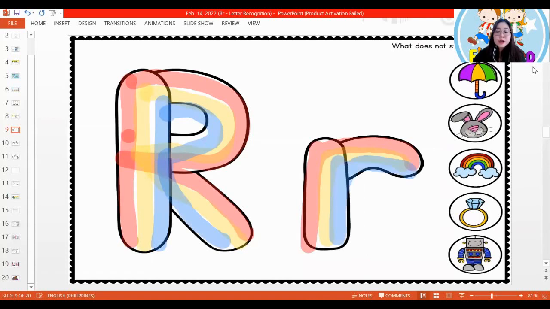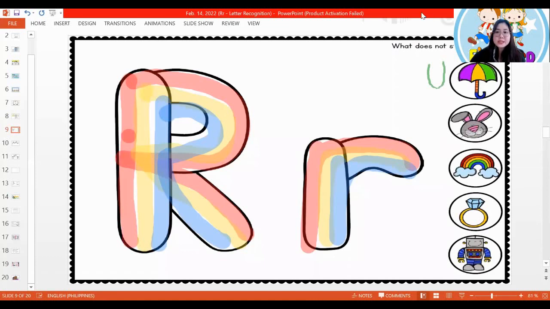Now let's color the pictures that start with the letter R. The first picture we have is an umbrella. Does umbrella start with the letter R? No, it starts with the letter U. How about rabbit? Does rabbit start with the letter R?